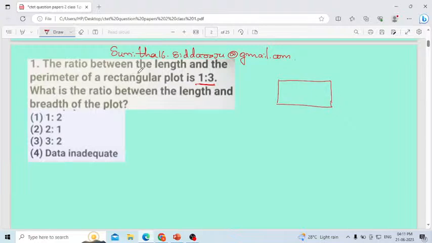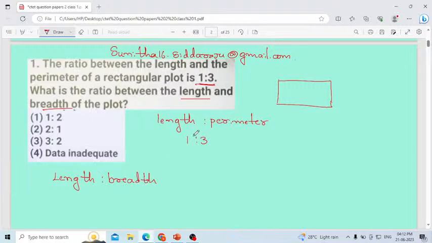Okay, then here the ratio between the length and perimeter. They are given the length of a rectangular plot and also the perimeter, they are given the ratio. What is the ratio they are given here? 1:3. Then what you have to find out here? What is the ratio between the length and breadth? You have to find out the ratio between, I will write here, length and breadth. Ratio you have to find out.